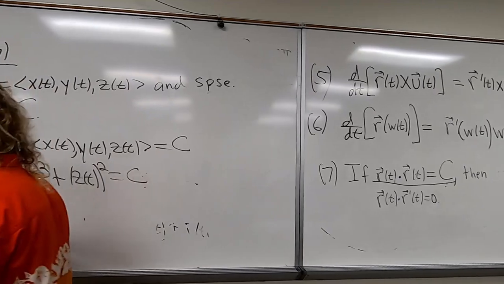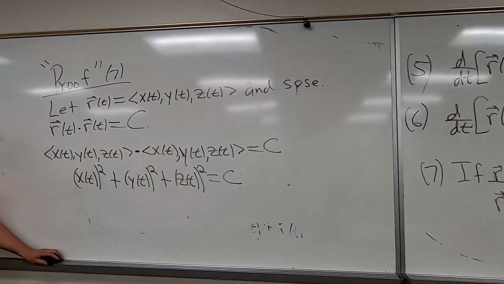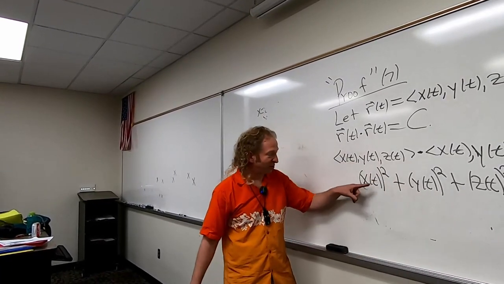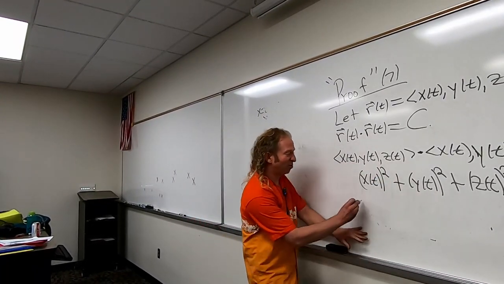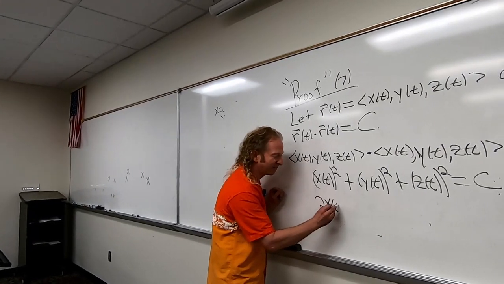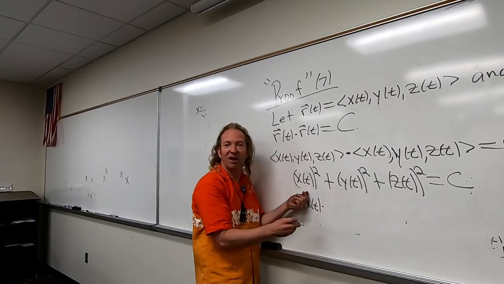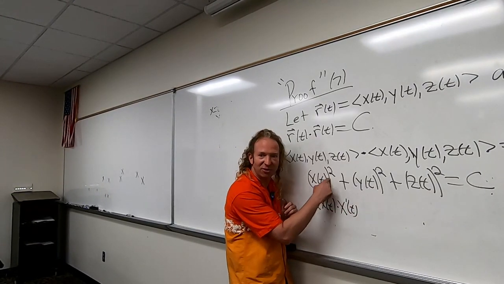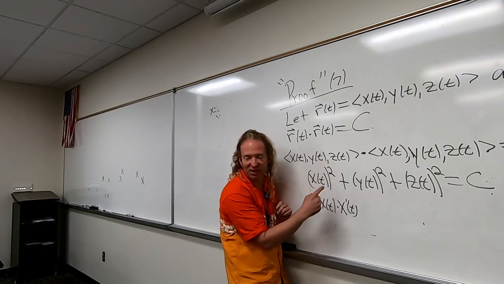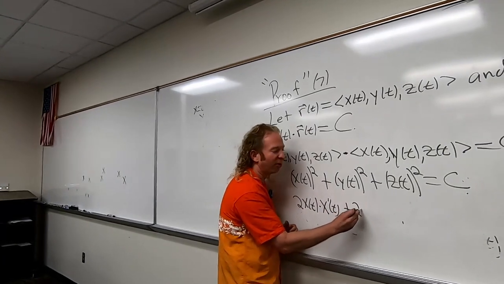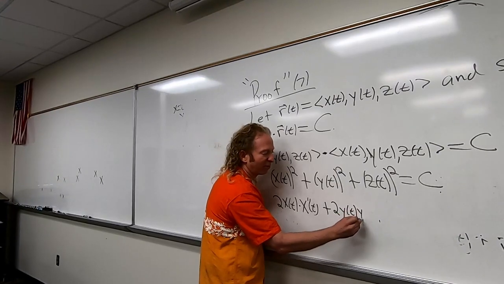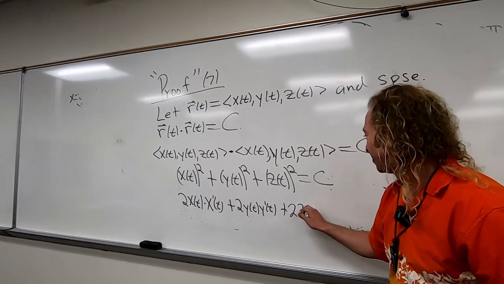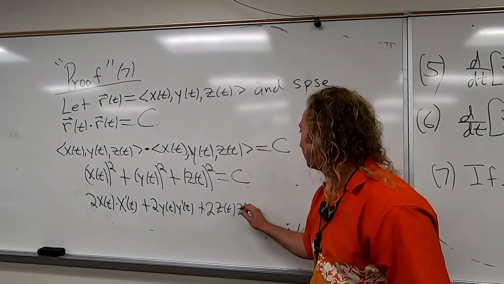But I have an idea. Does anyone have an idea? How can we get a derivative? What should we do to this, maybe? Take the derivative. So let's differentiate this. It'd be 2 x of t times x prime of t. That's the chain rule: you bring down the 2, subtract 1, take the derivative of the inside. Plus 2 y of t, y prime of t, plus 2 z of t, z prime of t. It's fun to do Calc 3 proofs.